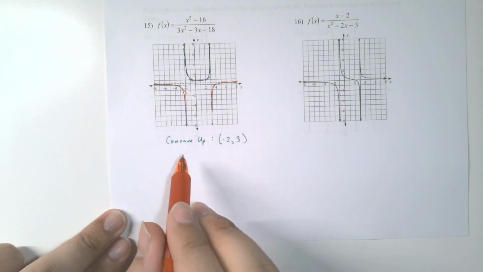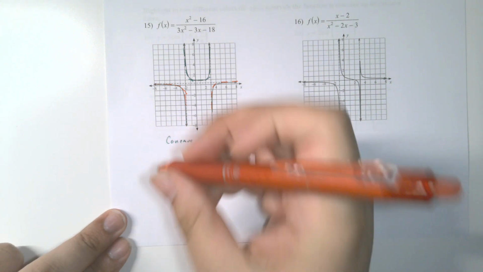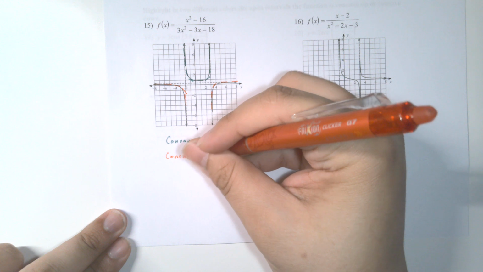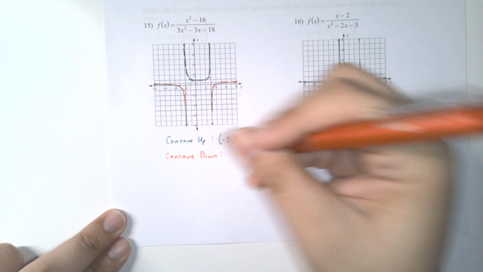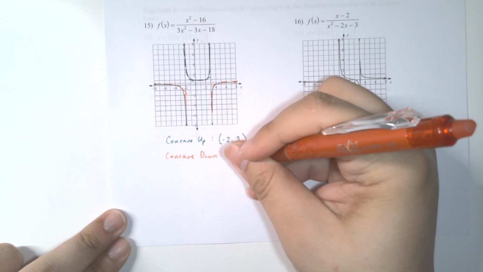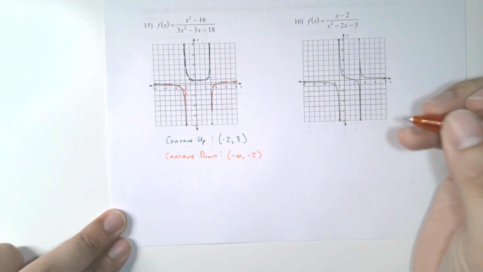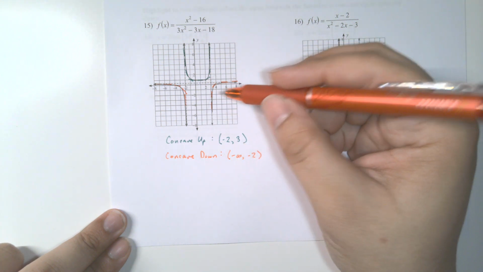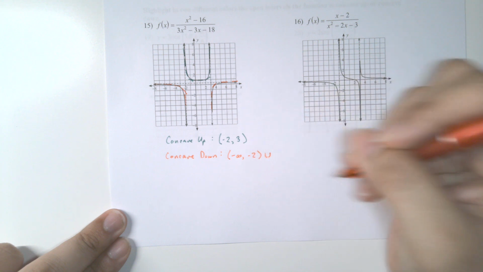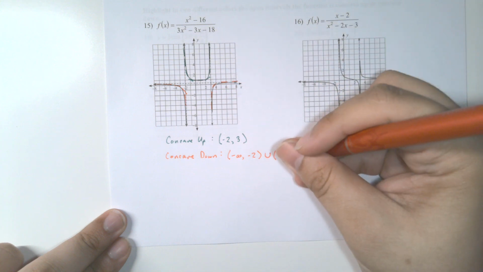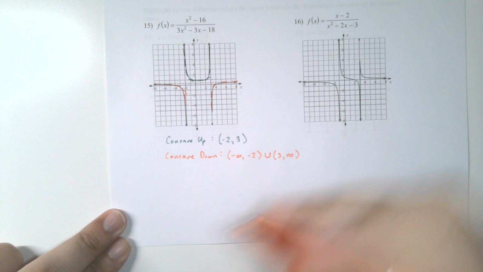How do we say concave down? We have two separate intervals. Fortunately, we can use our set union symbol, so concave down. It's concave down from negative infinity to negative 2. And since it is also concave down over here, all we have to do is just put a union symbol. It looks like a U. And then we have from 3 to positive infinity. Like that. And so now, these are our intervals of concavity.